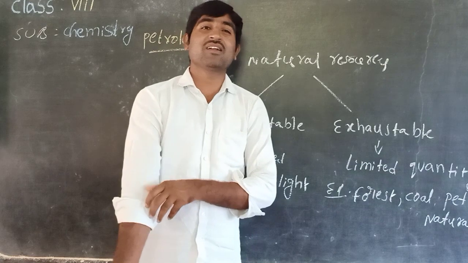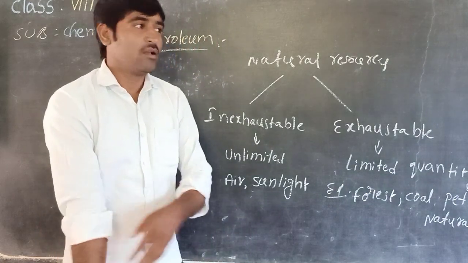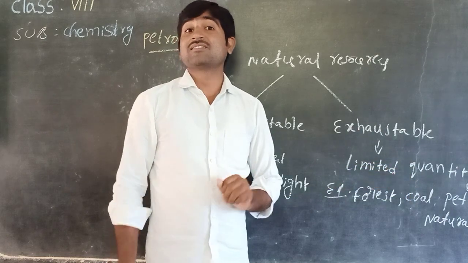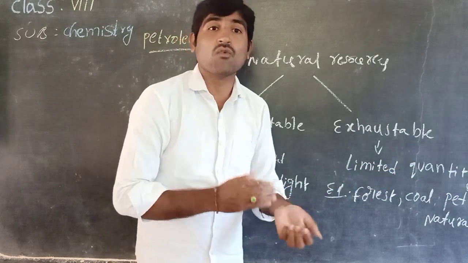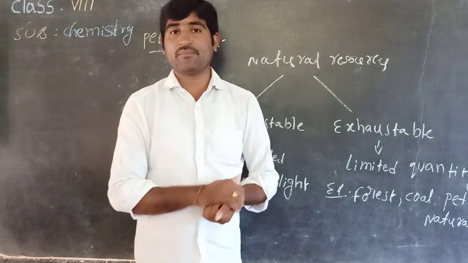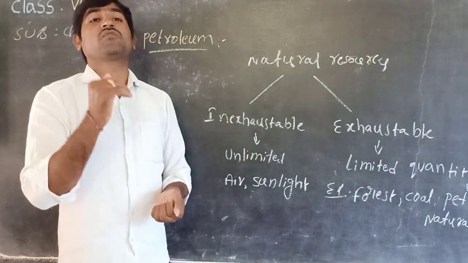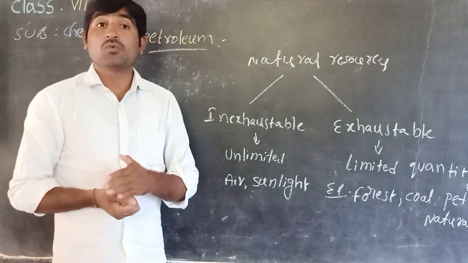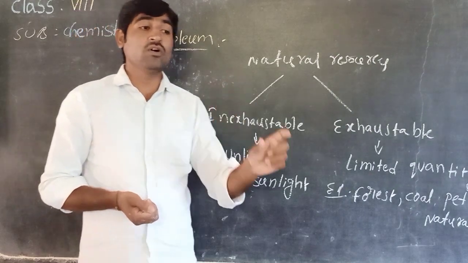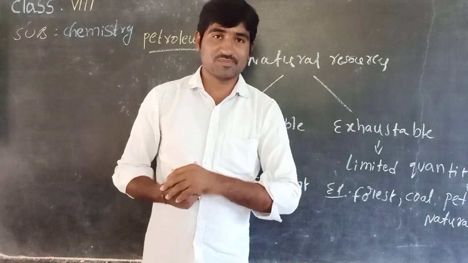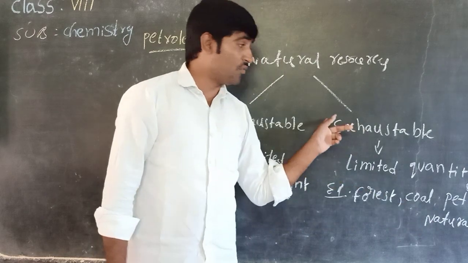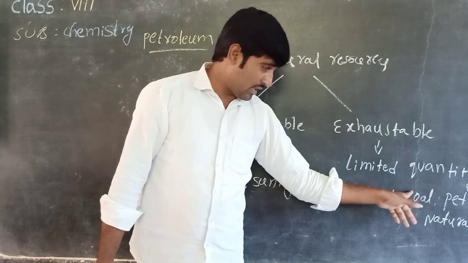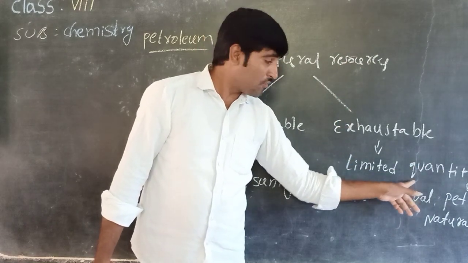And we know the formation of coal. How is coal formed, children? Is it possible to make coal directly within 1 day? No, it is not possible to make coal in 1 day or 2 days or 1 year. It takes millions of years to form coal. Once you use the coal, to make that much coal again takes a million years. That's why it is an example of exhaustible natural resources.